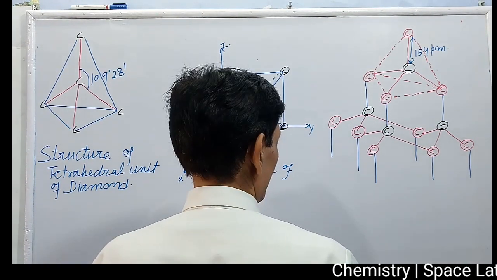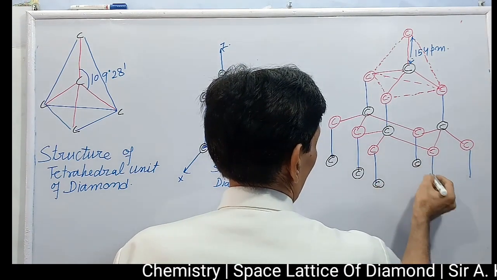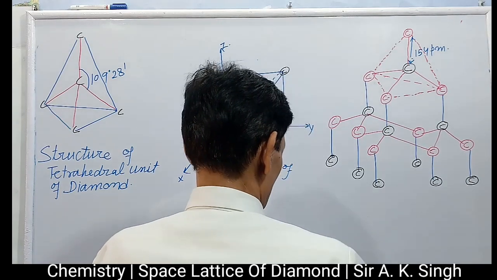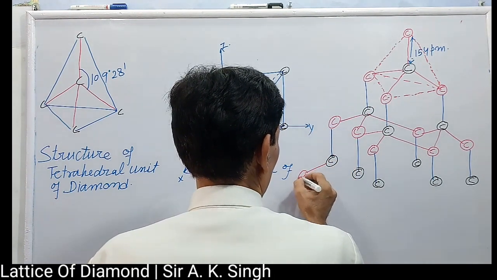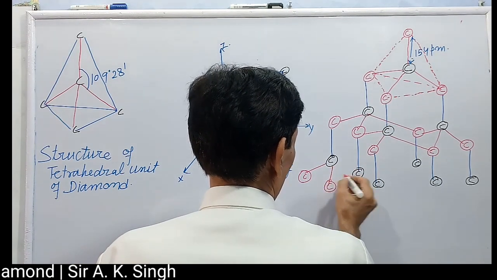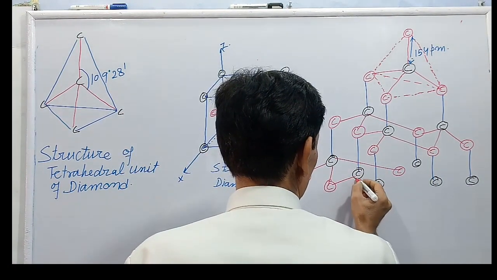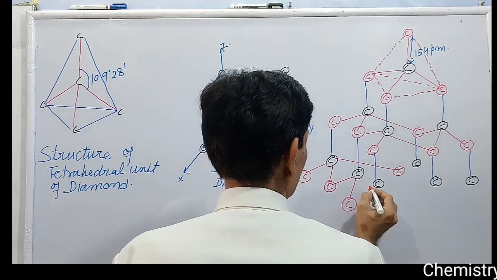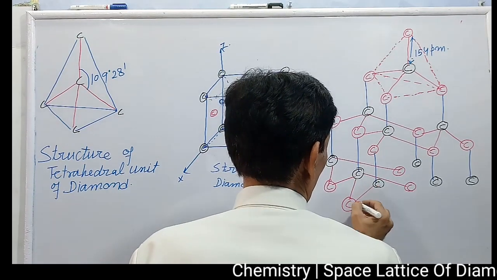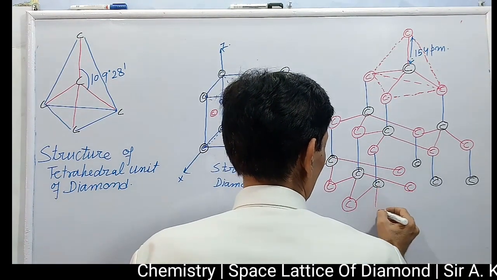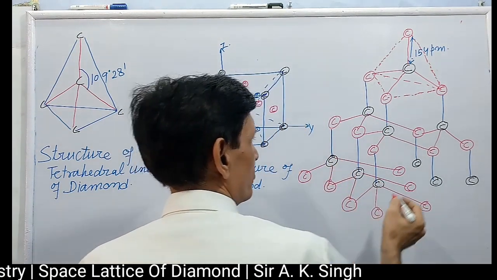Here, in this structure again, one carbon atom, second carbon atom, third carbon atom, fourth carbon atom, fifth carbon atom, sixth carbon atom. There I am going to show the tetrahedron. 1, 2, 3, 4. This tetrahedron is completed. Now 1, 2, 3, 4. This tetrahedron is also complete. Now this one, 1, 2, 3. Now this is the fourth tetrahedron. This is also complete.